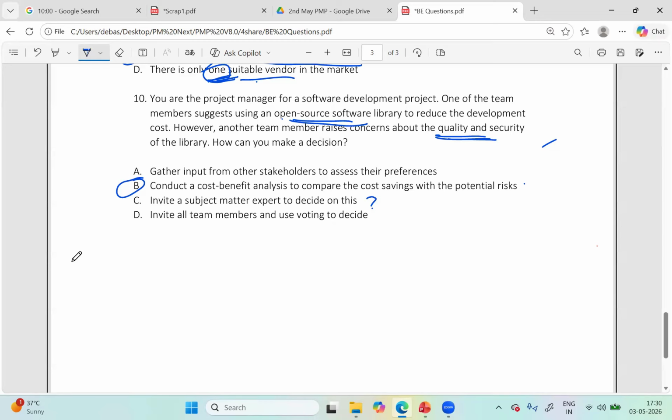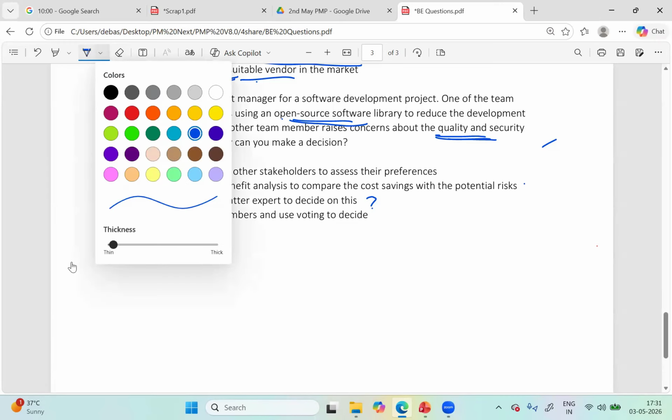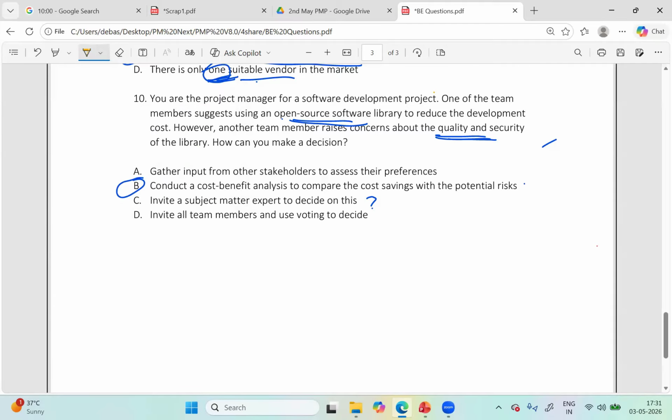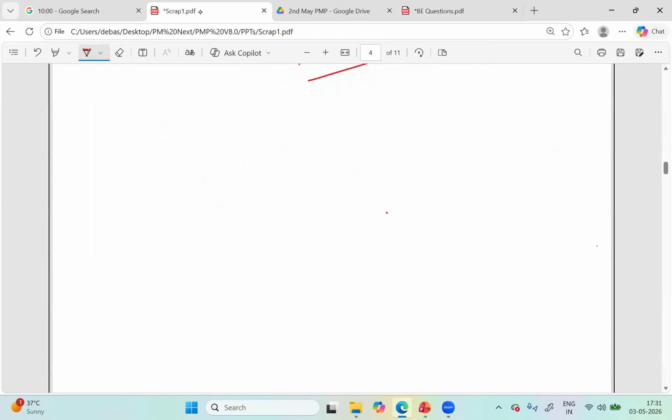Why not C? Invite an SME to decide. I'll give you 2 reasons. One, you are not deciding. Look at the last line of the question. You have to be very careful. PMP exam, that reminds me of something. I'll go back to the question later. Please note, it's not about knowledge.